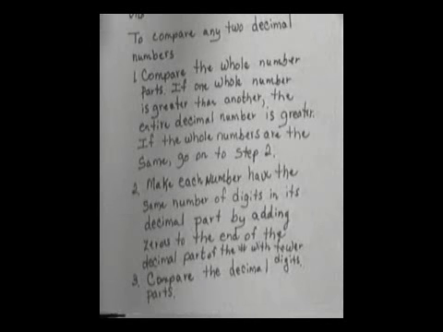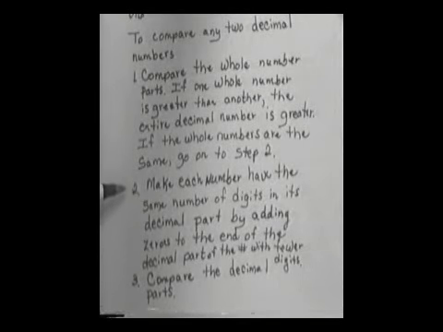To compare any two decimal numbers, the first thing we do is compare the whole number parts. If one whole number is greater than another, the entire decimal number is greater. If the whole numbers are the same, then go on to step 2. So what this first step is saying is you look at your whole numbers, and if they are different, you can stop right there and decide which number is bigger.